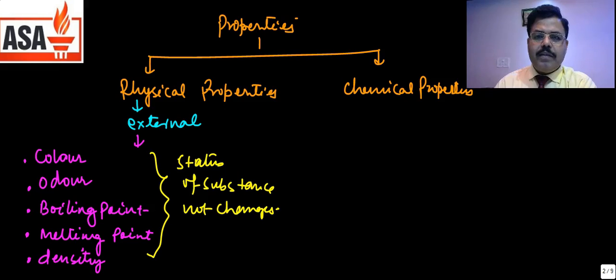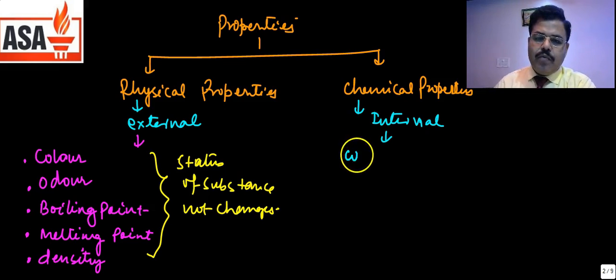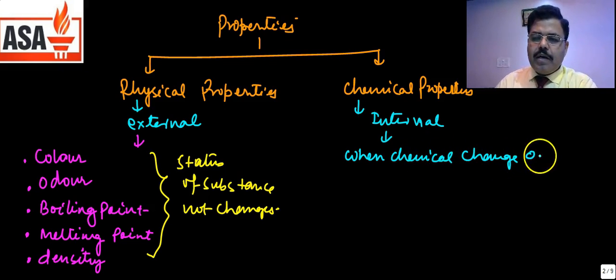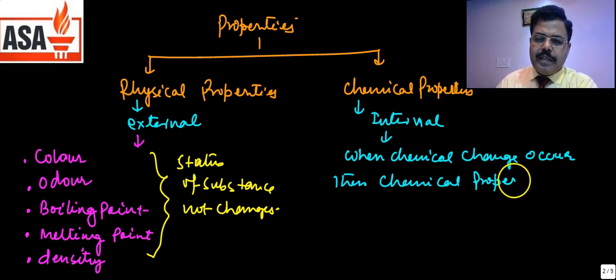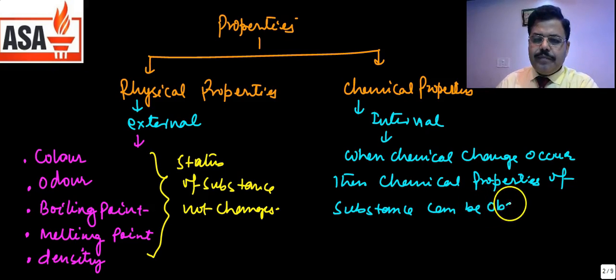Now chemical properties are those properties which can be observed when a chemical change occurs. So this is an internal property, you can say. This property comes into play when chemical changes occur. When chemical changes occur, then chemical properties of the substance can be observed.